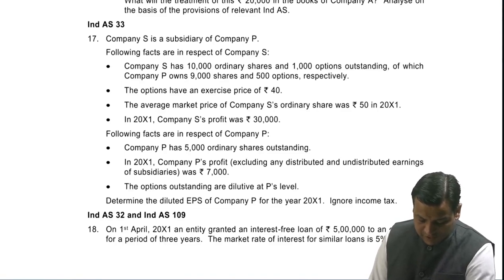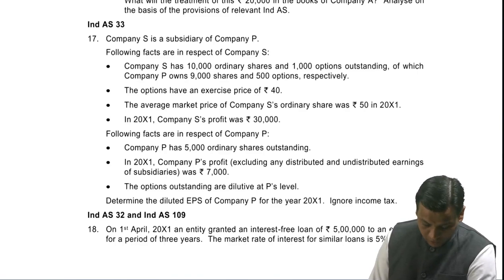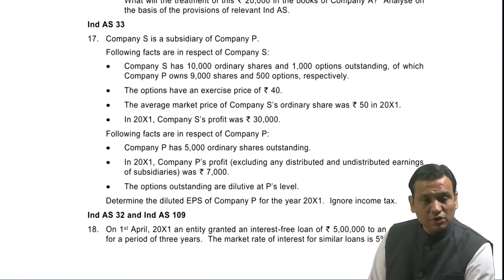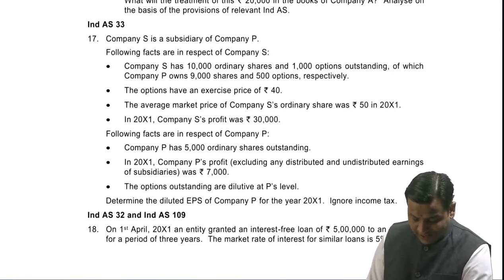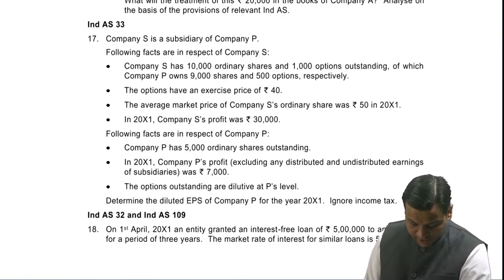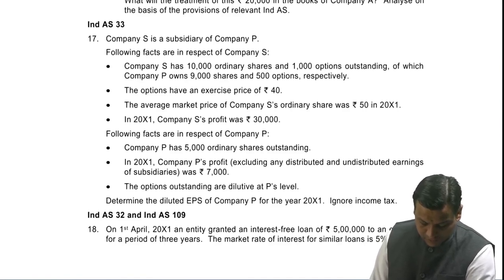The average market price of Company S ordinary share was rupees 50 in 2001. In 2001, Company S's profit was 30,000. Following are the facts in respect of Company P. Company P has 5,000 ordinary shares outstanding. In 2001, Company P's profit, excluding any distributed or undistributed earnings of subsidiary, was rupees 7,000. The options outstanding are dilutive at P level also. Determine the diluted EPS of Company P.